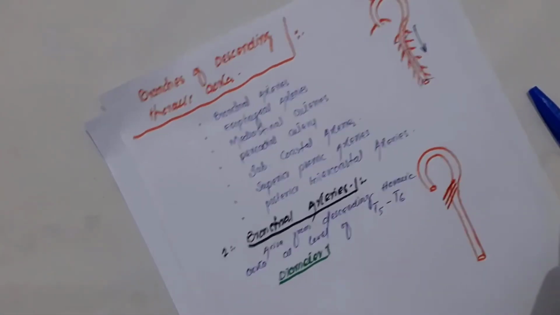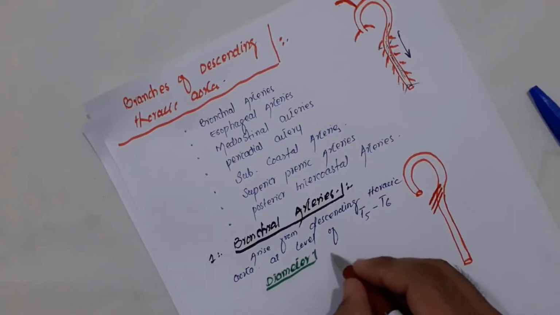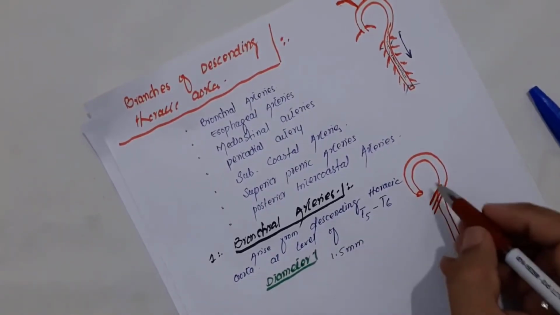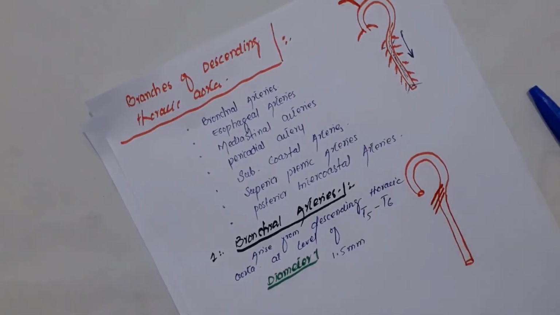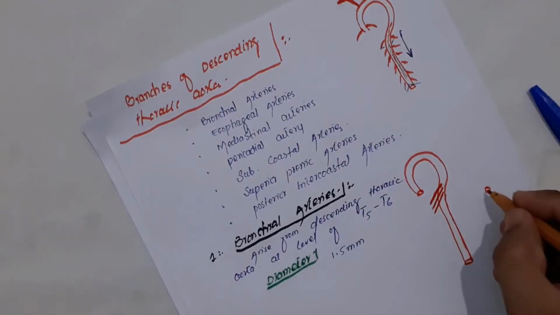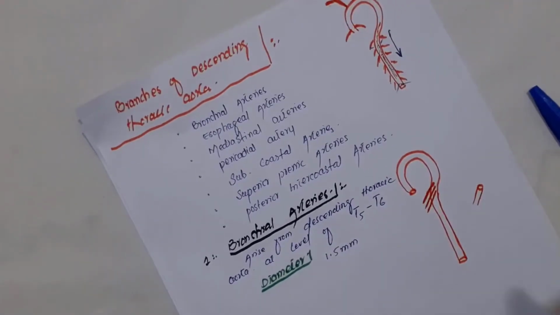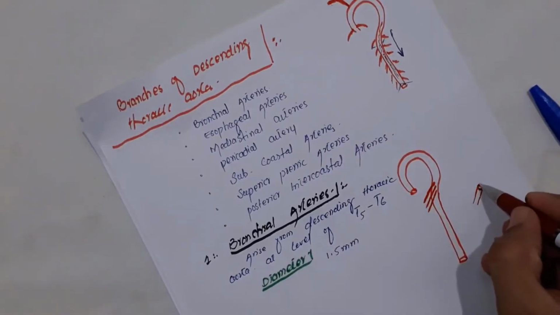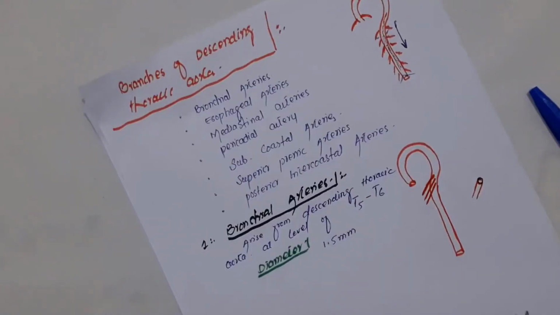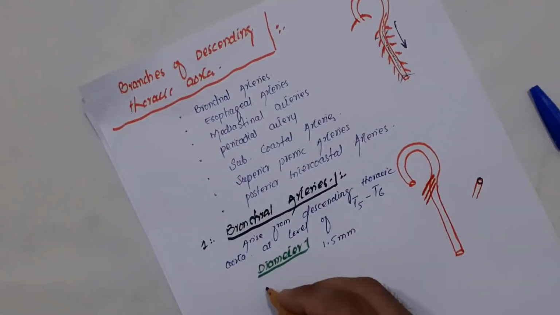Okay, the diameter of these arteries is about 1.5 millimeter. For example, this is the bronchial artery, right? This is the bronchial artery, and this is its diameter. So their diameter is about 1.5 millimeter. How many bronchial arteries do we have? What is their number?